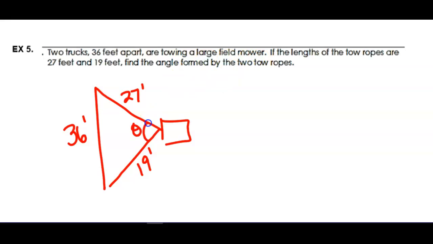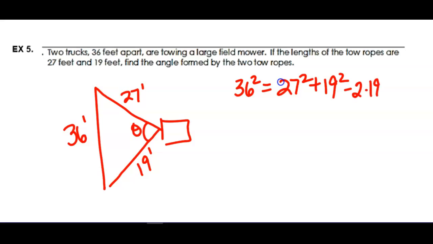So that's this angle. So this is just a law of cosines question where the opposite is 36 and the adjacents are 27 and 19. It's 2 times 19 times 27 times the cosine of the angle. So you're going to have to work backwards to find that angle. I called it theta one place and x another. Sorry, that's not good practice.